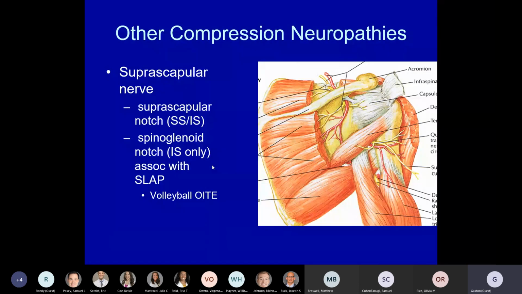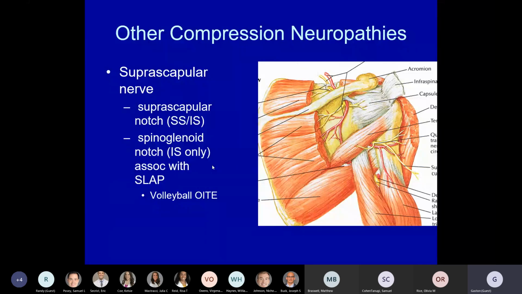Other random compressive neuropathies: suprascapular nerve entrapment can be either at the suprascapular notch, which, remember, it's got that transverse scapular ligament that the nerve goes under and the artery goes over. If it's there that it's pinched, you'll have weakness of the supra- and infraspinatus, not very often tested.